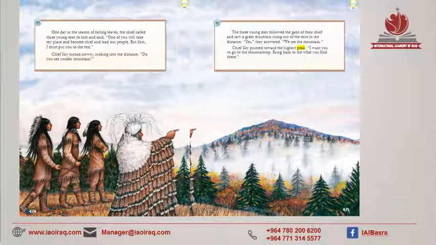One day in the season of falling leaves, the chief called three young men to him and said, "One of you will take my place and become chief and lead our people. But first I must put you to the test."